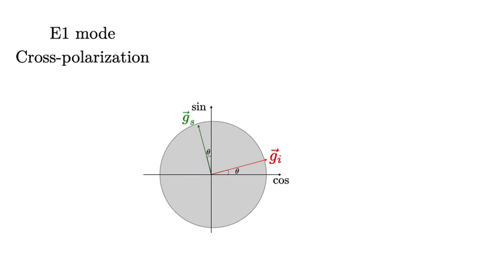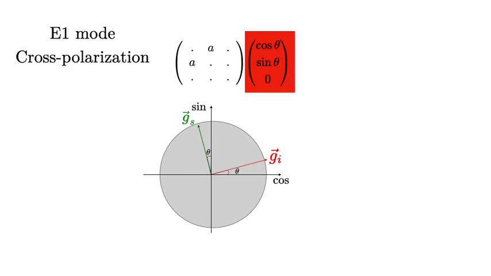Now what's interesting in this case is a little bit more interesting than the A mode, because the tensor is actually doing this. Now, it's not diagonal, so there is a rotation. So suppose that GI is cos theta, sine theta, 0. Now we see directly that the effect of this is to basically swap the sine theta and cos theta, and then rescale by a factor A.